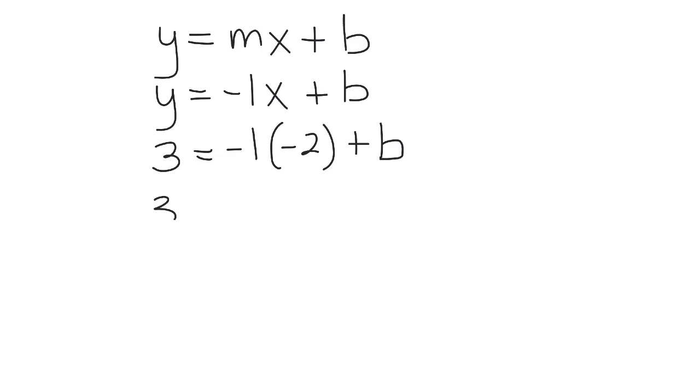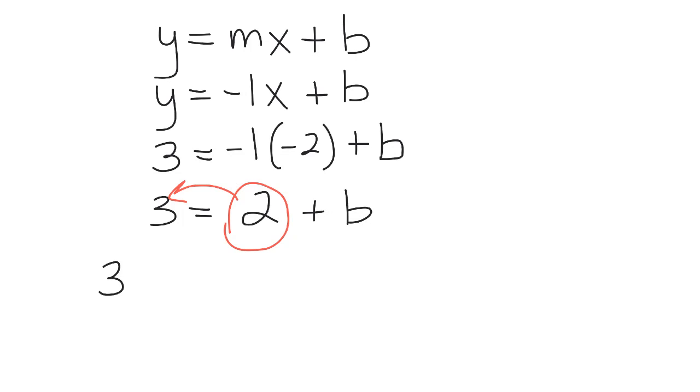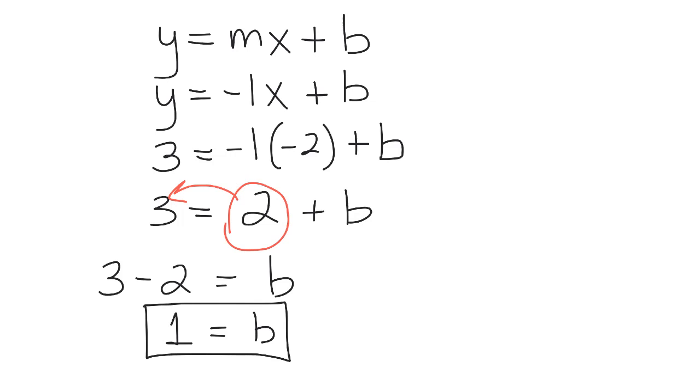So the first thing that I'm going to do is multiply -1 by -2, which is +2. And then I'm going to isolate for b by collecting like terms, which means that I'm going to take this +2 and bring it over to the left-hand side of my equation. That's going to leave me with 3 minus 2, and 3 minus 2 is 1. So my b value, or my y-intercept, is equal to 1.